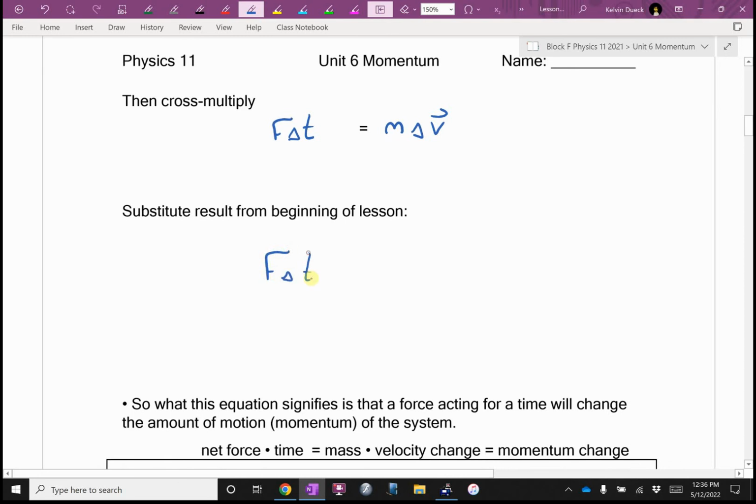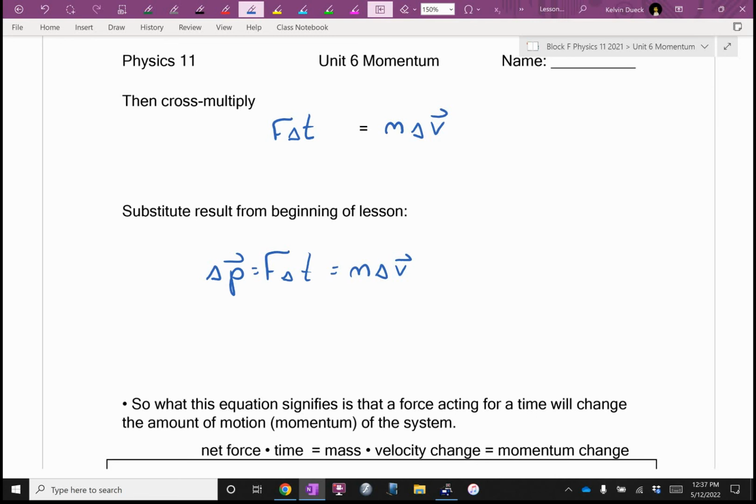F delta t equals m delta v, but then it also says substitute the result from the beginning of the lesson. Cole, what did we prove that m delta v was the same as? I gotta be fussy. We did not prove that m delta v equals momentum. We proved that m delta v equals change in momentum. Can you find that on your formula sheet? It should be right next to the momentum equation, I hope. It might be in a different order. I can't remember what order I typed them.